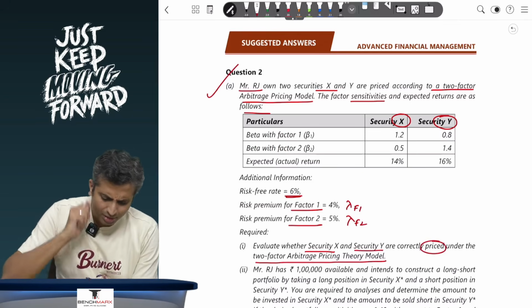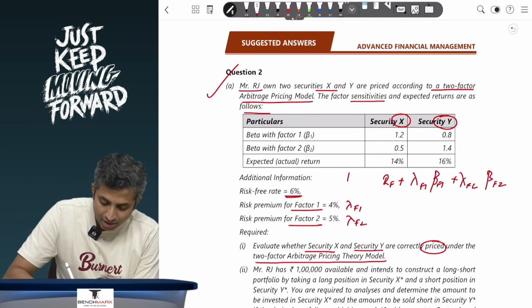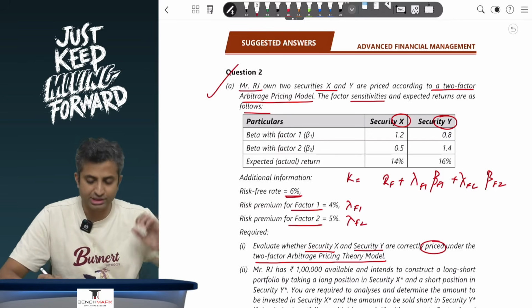Sir, what is the formula? Well, for the arbitrage pricing theory, this is the risk-free rate plus lambda of factor 1 into beta of factor 1 plus lambda of factor 2 into beta of factor 2. This will give you your required rate of return, and you will compare this with the actual or expected return.